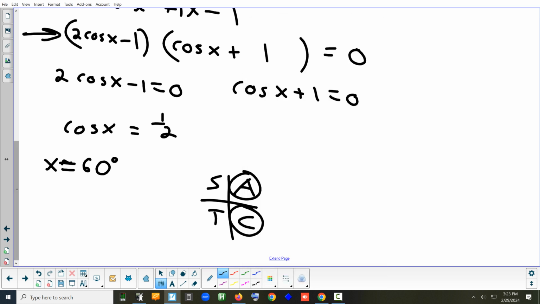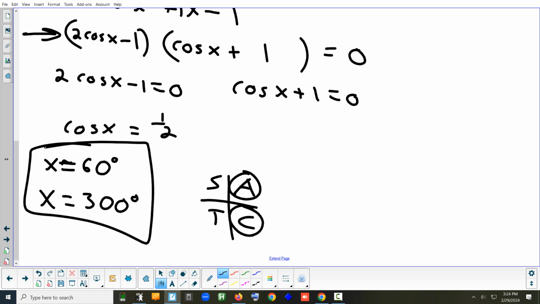All right, so we get 60 degrees. What's my formula for quadrant 4? 360 minus. Yep, it's going to be 360 minus. And then what's 360 minus 60? 300. Okay, so there's the two answers from here.